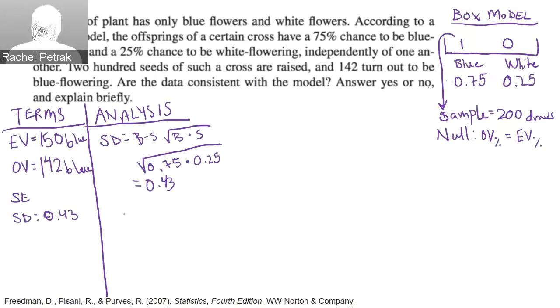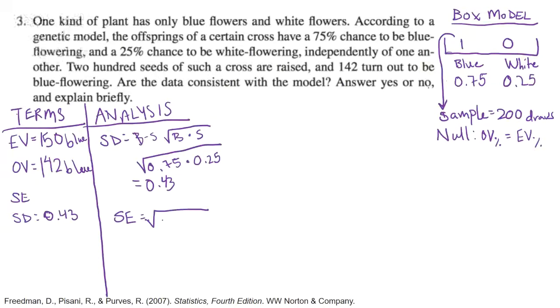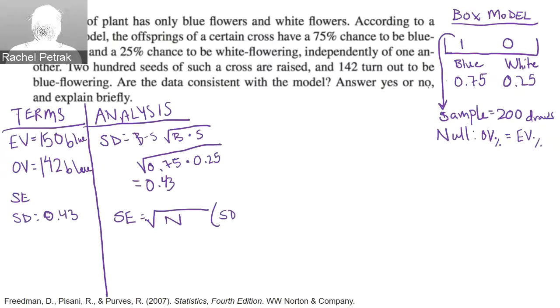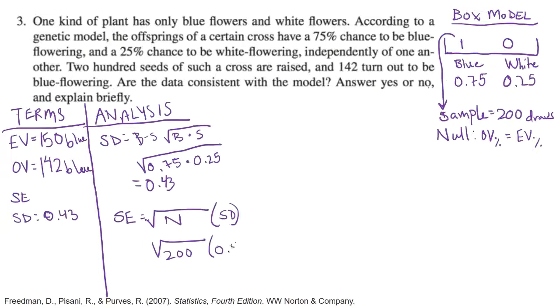And we can get our standard error the normal way. We know we can use the normal approximation here because we've got 200 in our sample, so it's a reasonably large sample. Standard error is the square root of our number of draws times our standard deviation, which gives us a standard error of about 6.